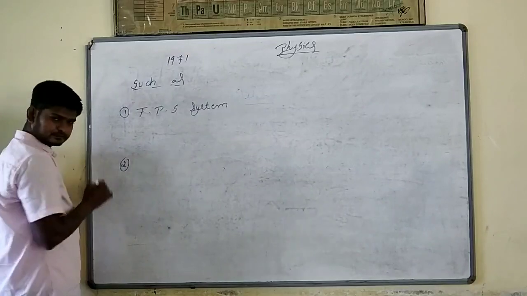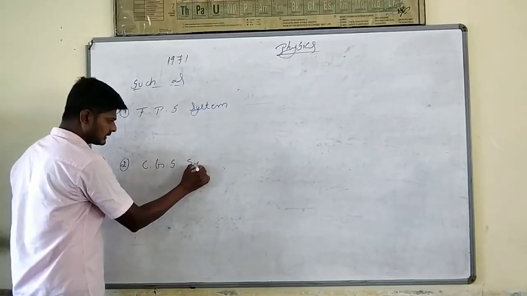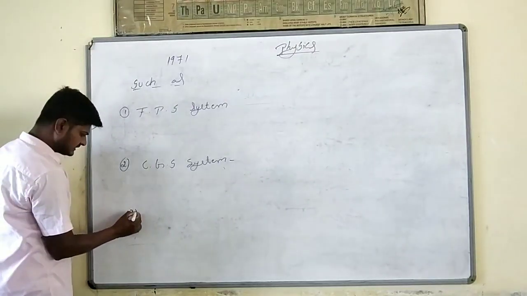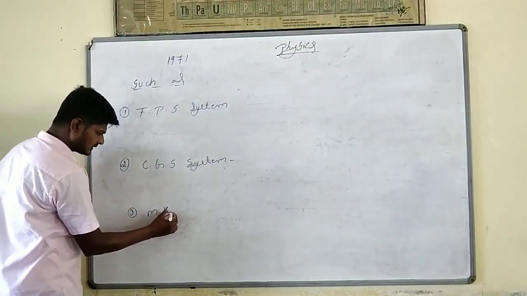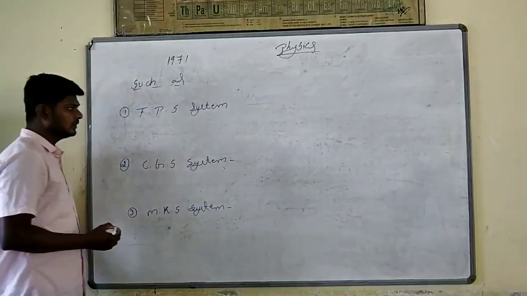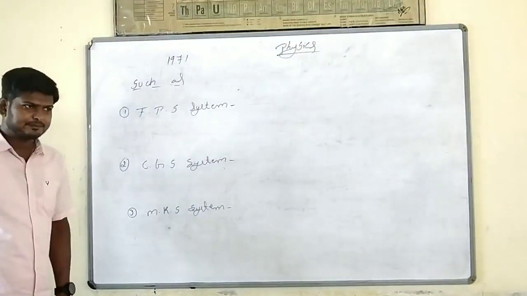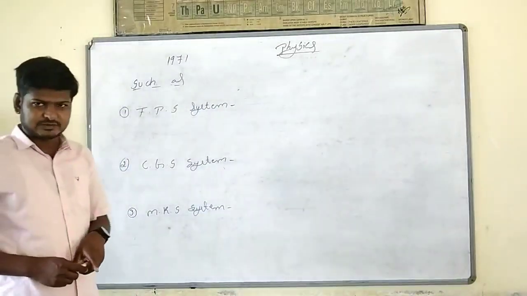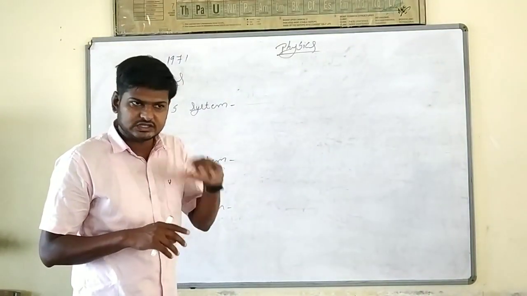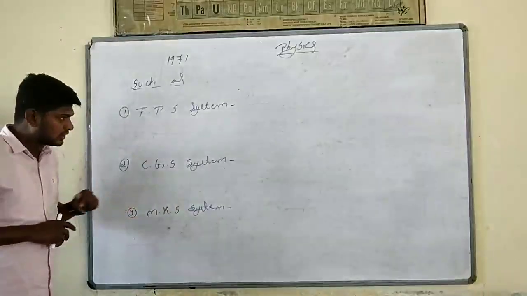The second one is the CGS system. The third one is the MKS system. Okay, FPS system, CGS system and MKS system. Different countries in the world were using different systems of units. One is FPS, another is CGS, another is MKS.